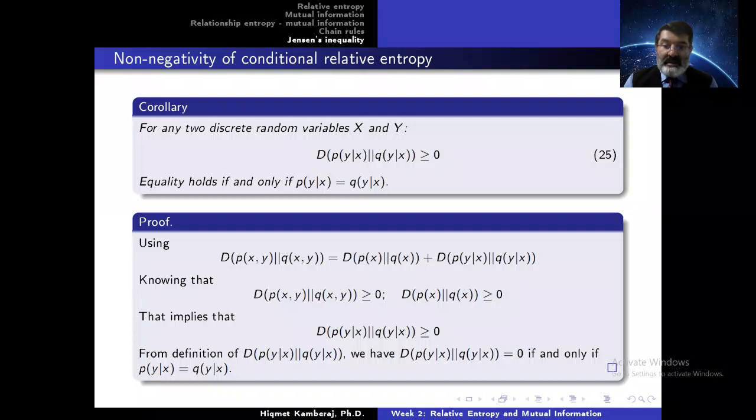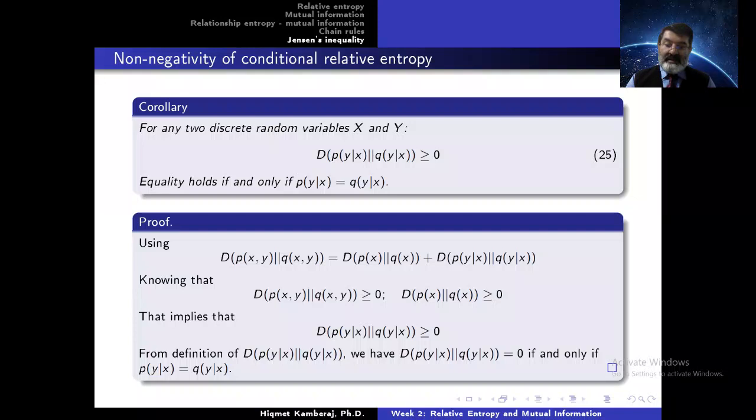Now again, I use the definition of the conditional relative entropy. D of p of x and y from q of x and y is equal to the relative entropy of the marginals plus the conditional relative entropy of the conditional probabilities. Knowing that the relative entropy of the joint probability mass function is non-negative, and also the relative entropy of the marginal probability mass function is non-negative, this implies that also the second term on the right-hand side, which means the conditional relative entropy, must be non-negative.